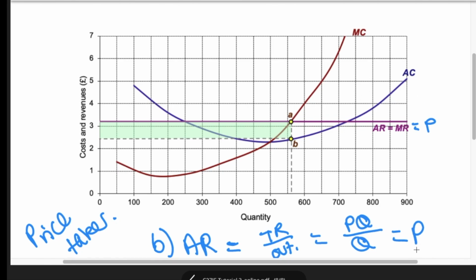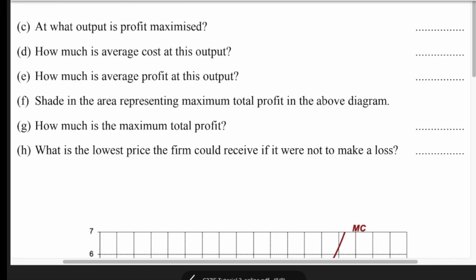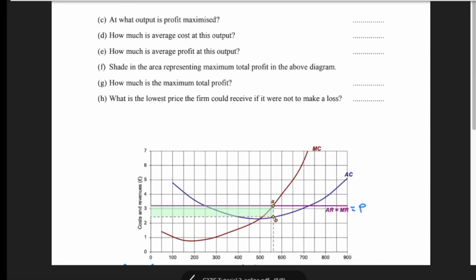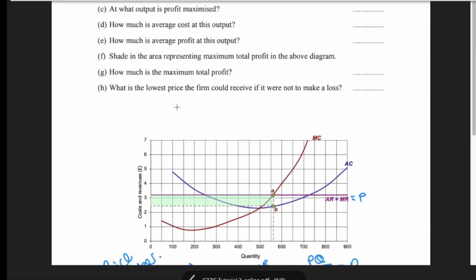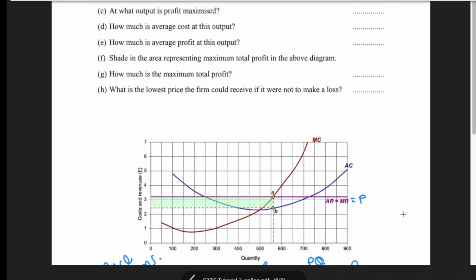And I just thought I'd prove to you why average revenue is the same as price. Okie dokie. So what else does it go on about then? So it then says to us, I think the question's now up here. Let me just zoom out ever so slightly. At what output is profit maximised? So at what output is profit maximised?